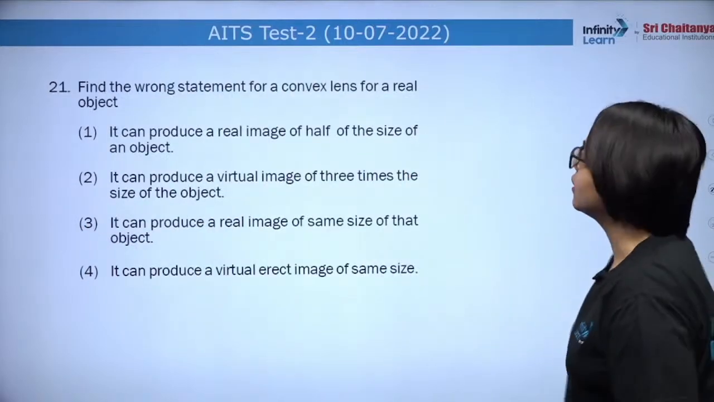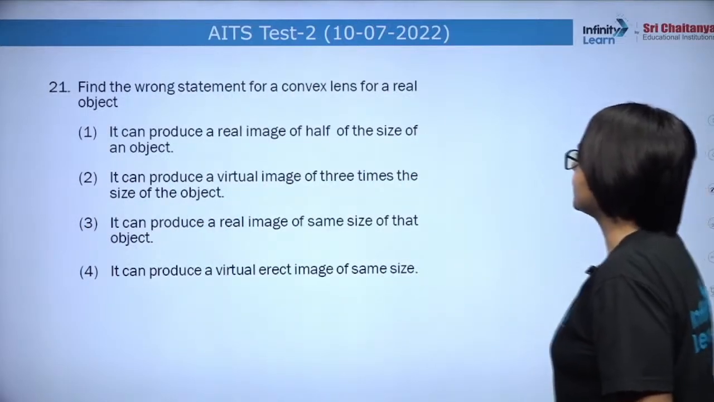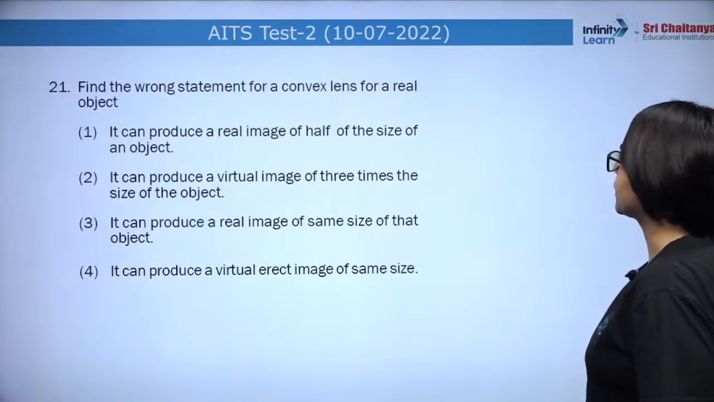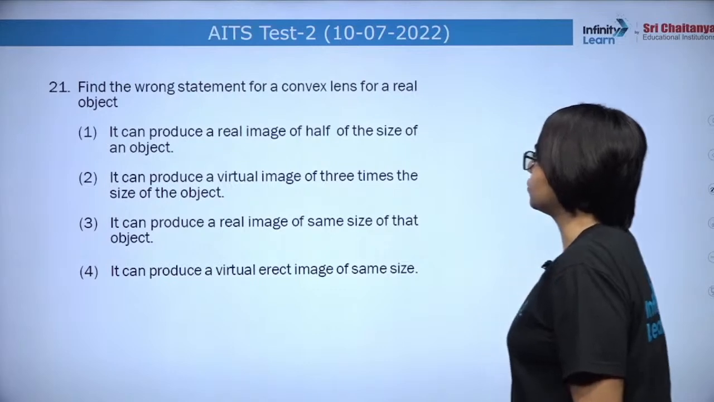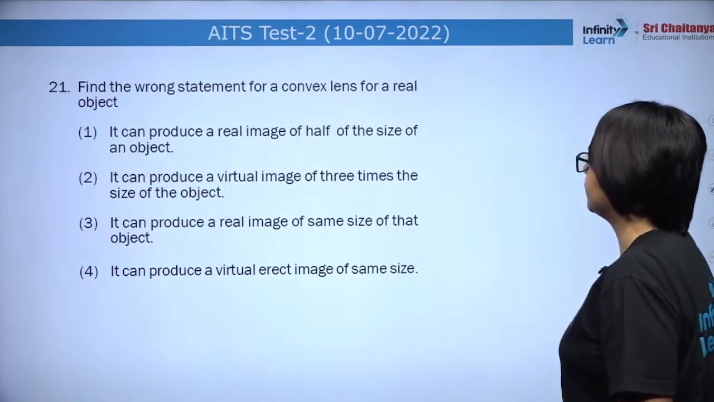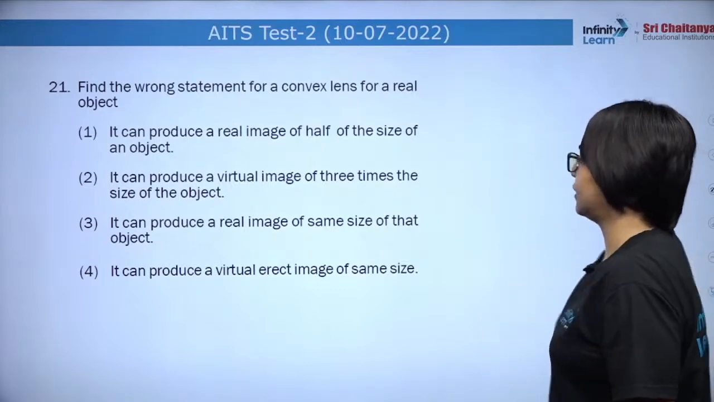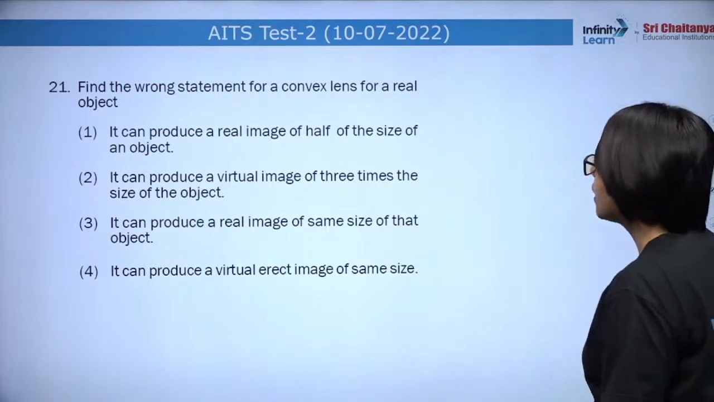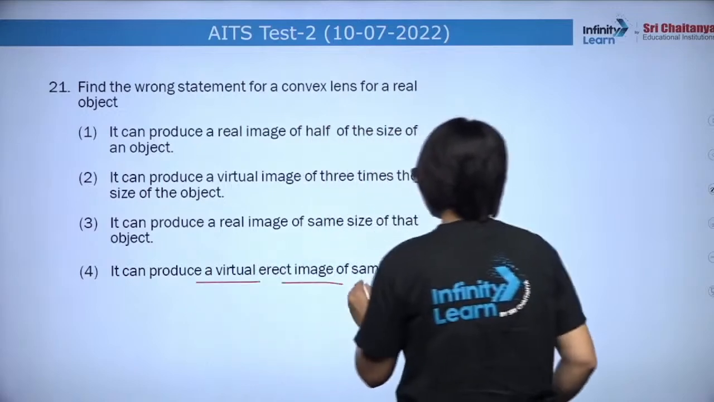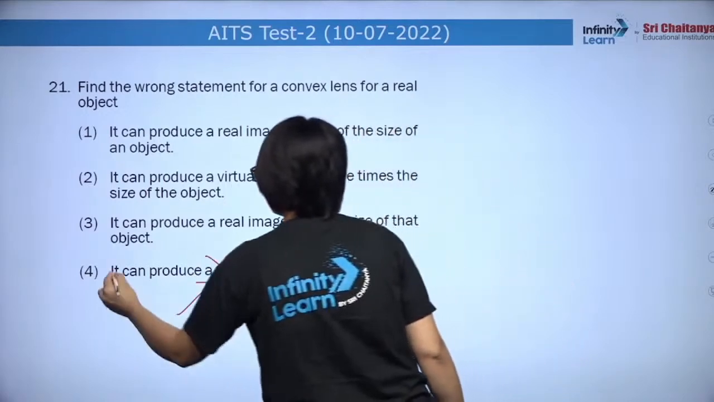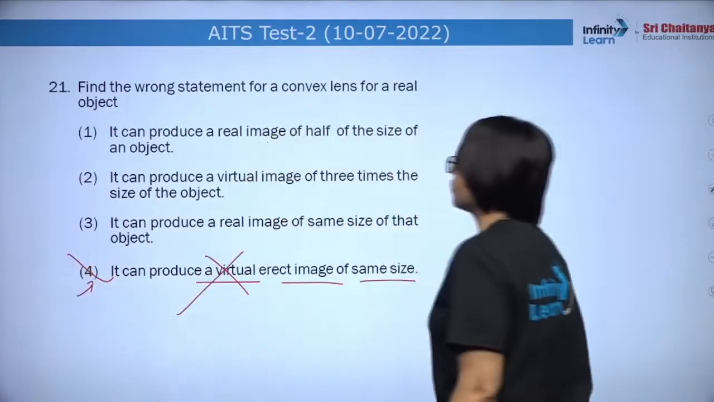Next is 21. Find the wrong statement for a convex lens for a real object. So for a real object, a virtual image produced by the convex lens will be larger than the size of the object, right? So it cannot produce a virtual erect image of the same size. It is not true. So correct answer is option 4.